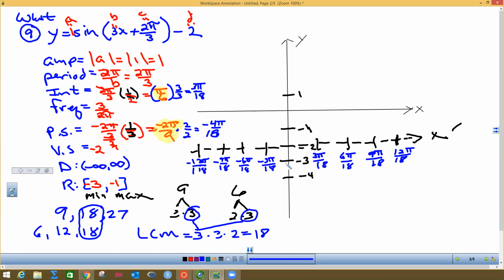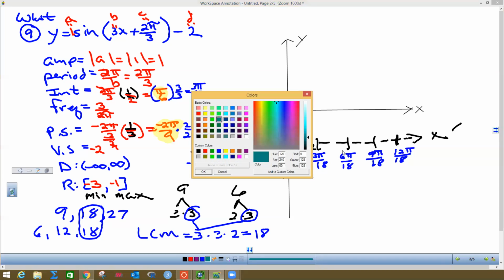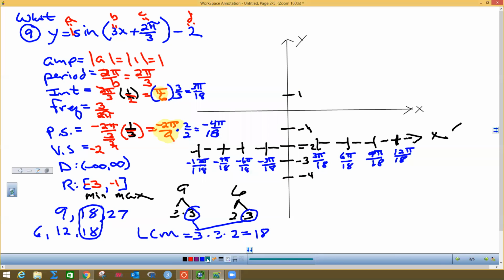Now I want you to see something. I'm going to erase it, but I'm going to show you this. If I reduced this 3 over 18, this would be pi over 6, right? This would be 2 pi over 6, this would be 3 pi over 6, and this would be 4 pi over 6. I hope you can see that we're still going by pi over 6, but I wrote the fractions differently. You understand what I'm saying?